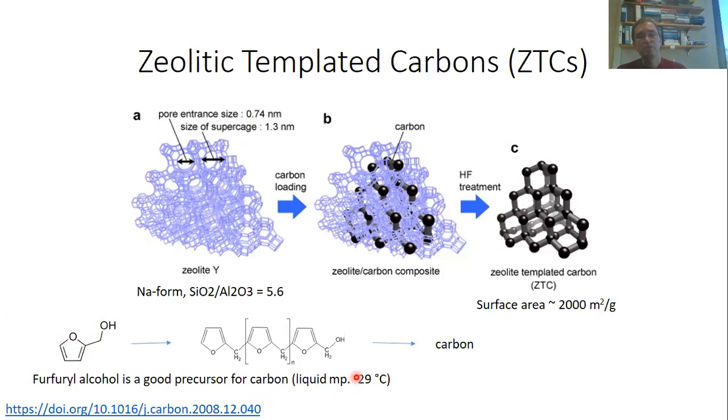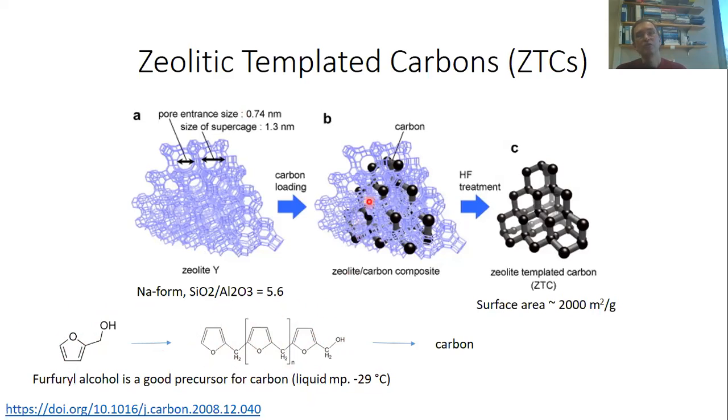It has a melting point of minus 29 degrees Celsius. So you do not have to infiltrate an aqueous solution of your precursor, which has the disadvantage that your solvent also consumes space, which you don't want because you want to fill your pore space as effectively as possible with your precursor. So furfuryl alcohol has the advantage that it's a liquid in itself, so you can just infiltrate it as a liquid and then polymerize it, acid catalyzed, at a higher temperature, and then this polymer further carbonizes.